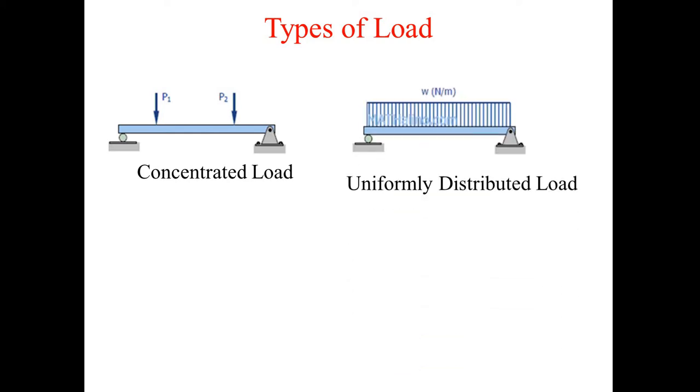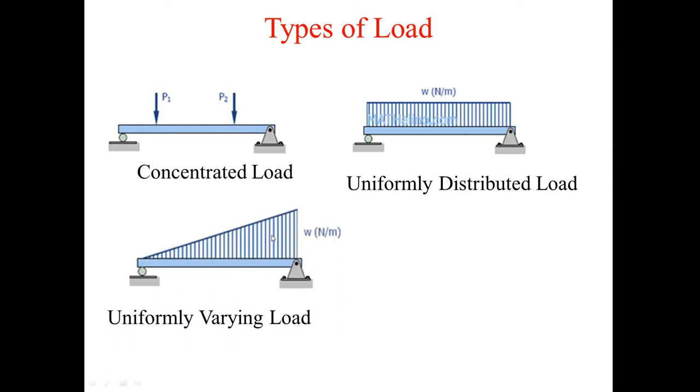Now another kind of load is the uniformly distributed load, wherein the load is uniformly distributed over the entire span of the beam. Here it is W Newton per meter. W is the magnitude having the unit Newton per meter, that is, the load per meter. So for 1 meter length of the span, we will have the magnitude W.